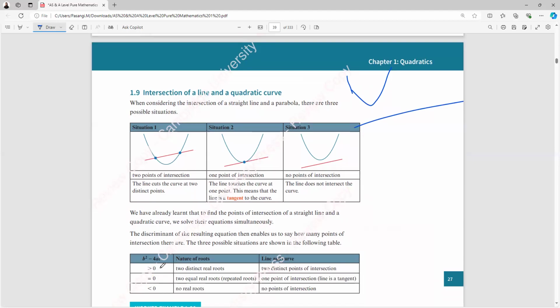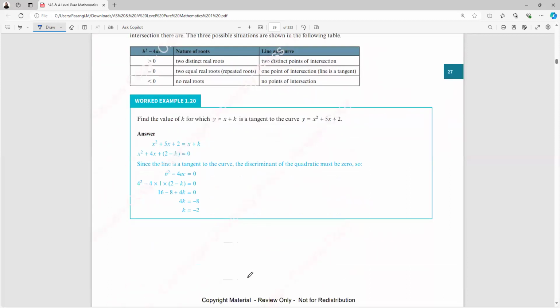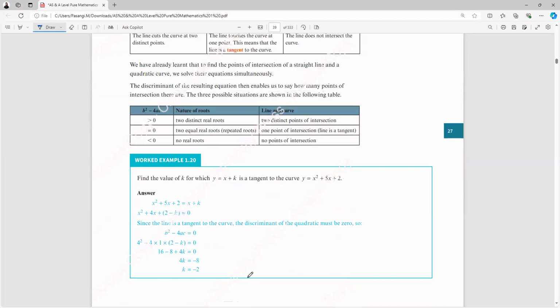If it's greater than 0, we have two distinct real roots. If it's equal to 0, we have only equal roots, that means two equal roots. And if it's less than 0, that means no real roots. So this is basically what we just discussed, right?